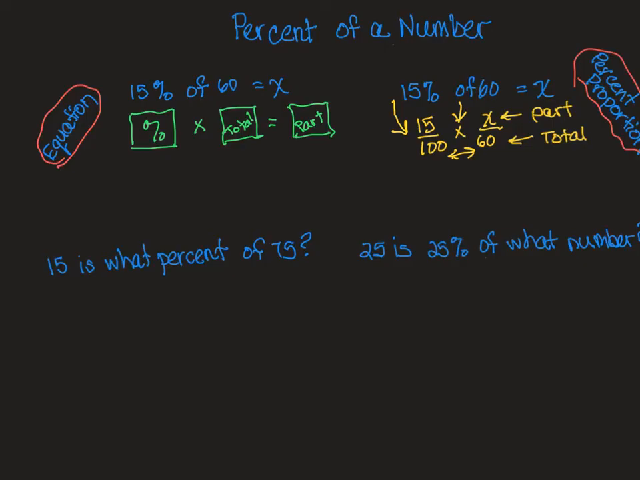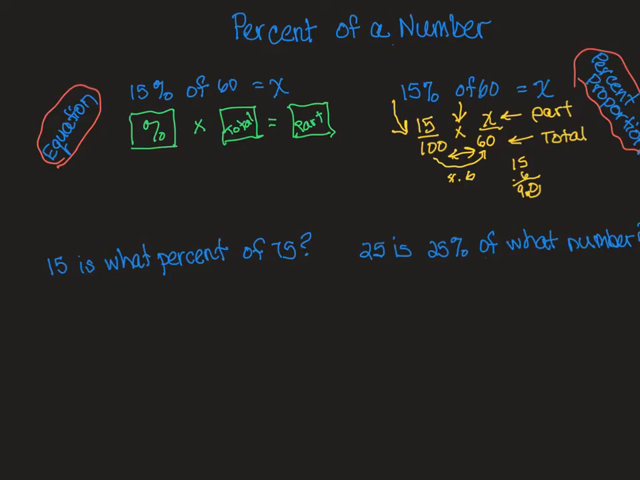So I would solve that by finding the scale factor. What do I multiply 100 by to get 60? That would be times 0.6. And then I would multiply the 15 times 0.6, and I would get 90 and 1 decimal place. So the answer is 9. So 9 is 15% of 60.